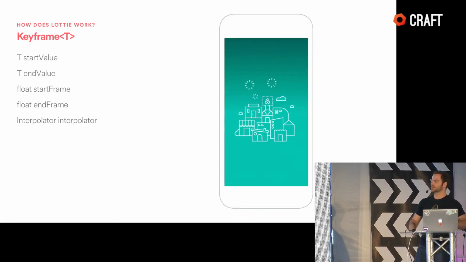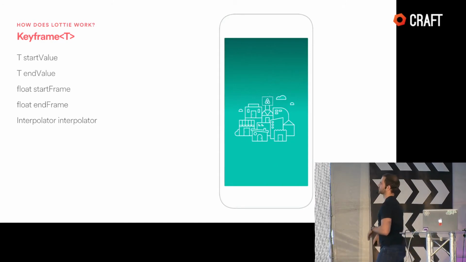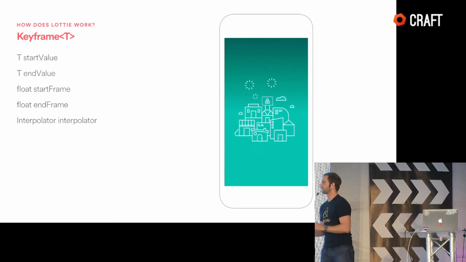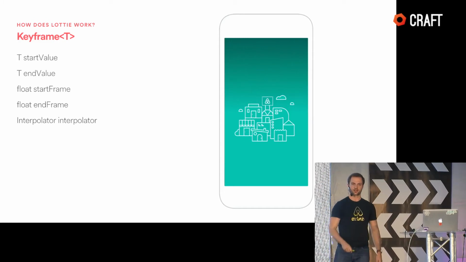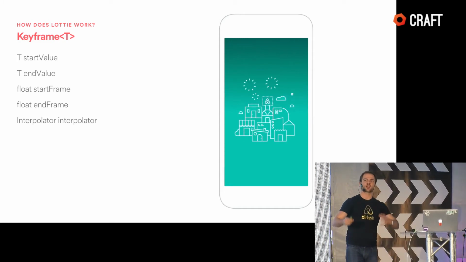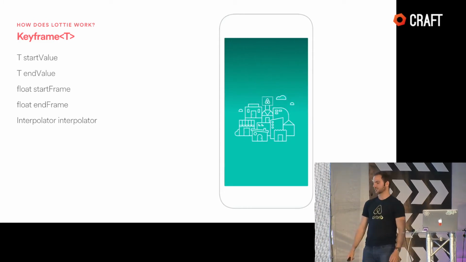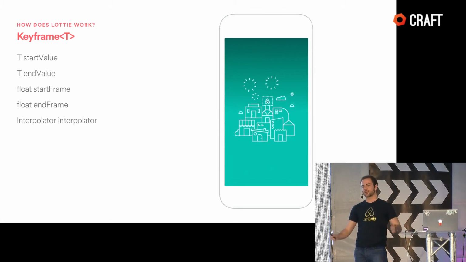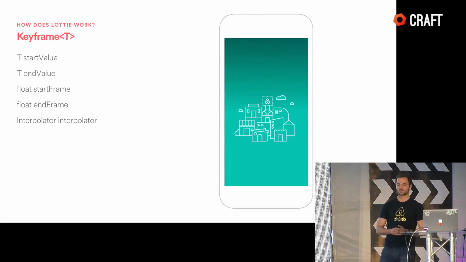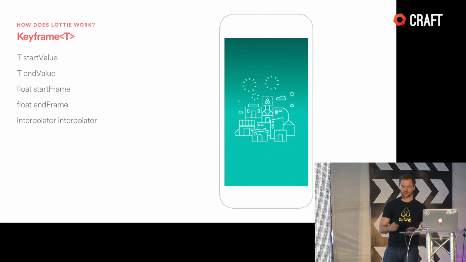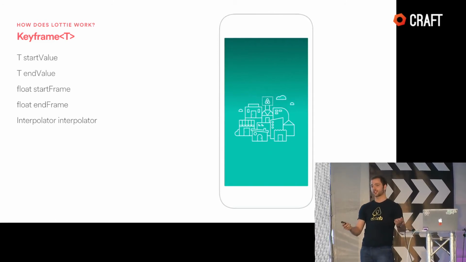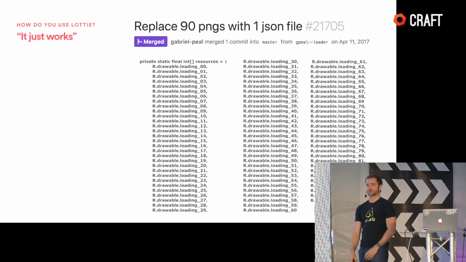So when we put it all together, we have a keyframe. The keyframe has a start value, an end value, start frame, end frame, and interpolator. This is the key building block for everything in Lottie. Nothing moves, nothing happens at all without a keyframe. It's the glue that holds it all together. And hopefully, at the end, it just works.